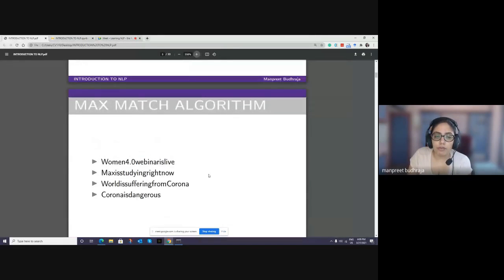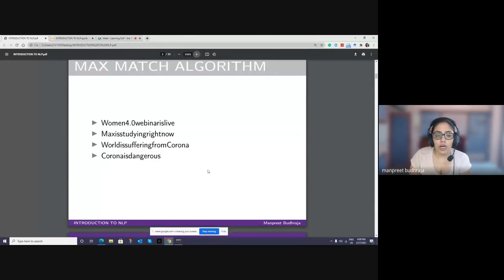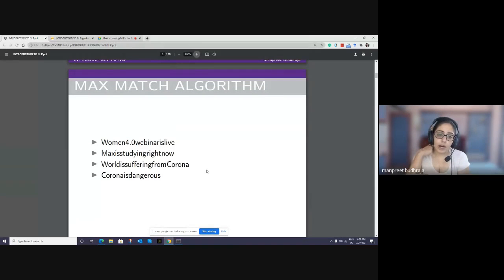Now, moving forward, we have an algorithm called the max match algorithm. So, before we move ahead, can anyone volunteer to tell me what this word would be?